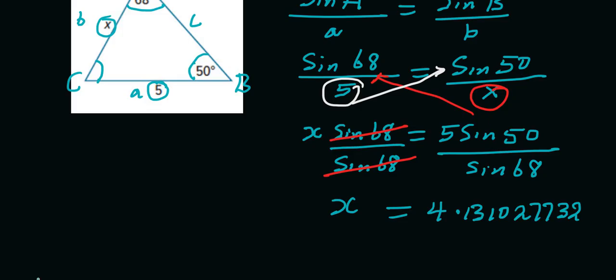All right, so we got 4.1310277732. So to the nearest tenth is going to give us 4.1. And this is the final answer to this question. I hope it makes some sense. All right, let's move on to the next one.